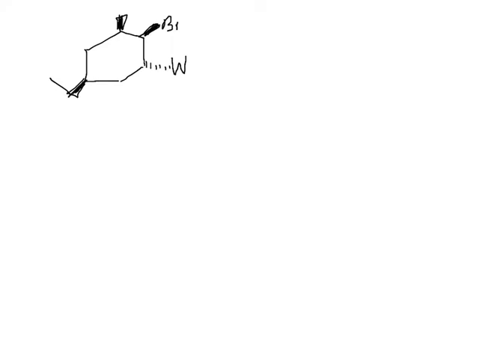So we have this molecule, a 6-membered ring, that we need to draw and translate to a chair conformation. The first thing you need to do is draw a chair conformation. Also, what I would do is go back to my cyclohexane and number those carbons: 1, 2, 3, 4, 5, 6.